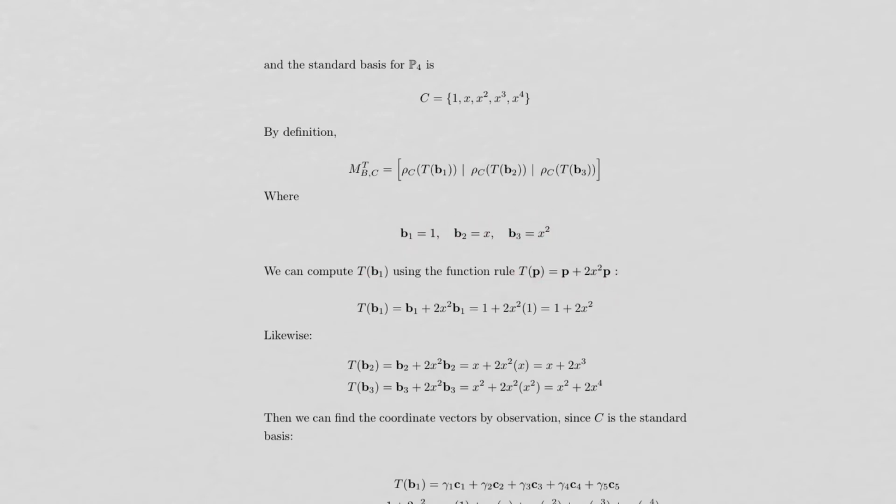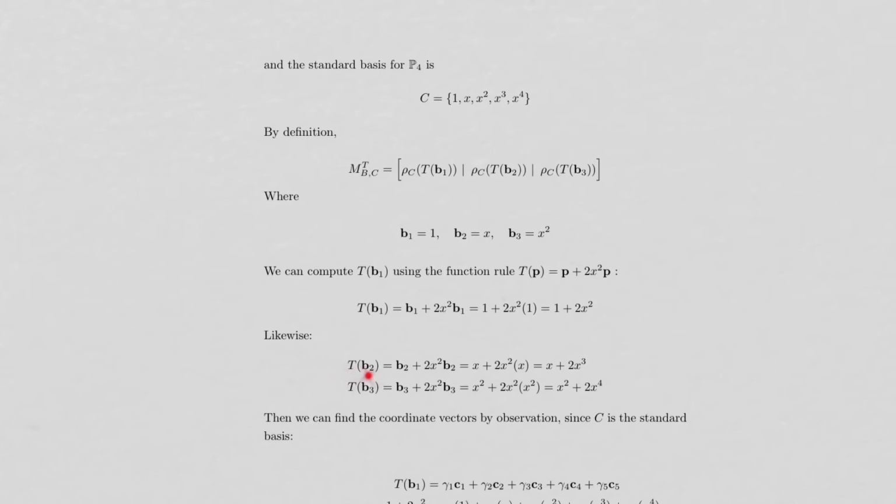So T of b1, well, that's going to be replacing the p with a b1 plus 2x squared times b1. Well, b1 is 1, so I get 1 plus 2x squared times 1, or 1 plus 2x squared. So this is a polynomial in P4, even though it's only second degree. Remember, P4 is the set of all polynomials of degree less than or equal to 4. So a second degree polynomial is in P4.